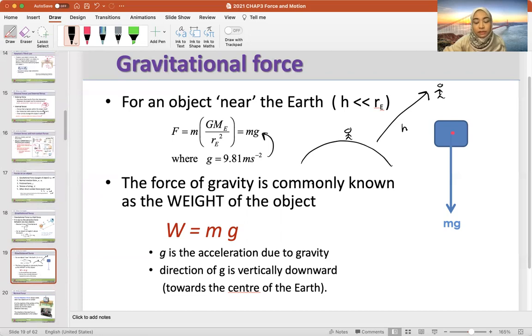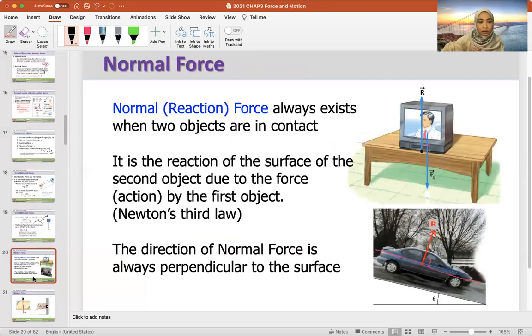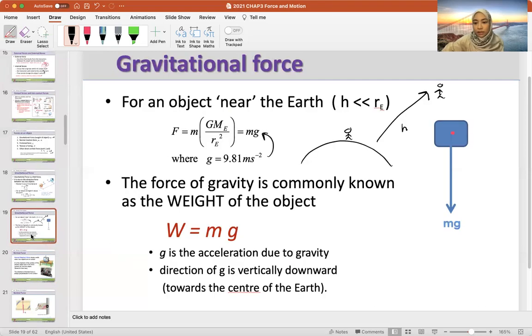Okay, so the force of gravity is commonly known as the weight of an object. W equals mg. You can label it W or you can label it as mg, both are fine. So when we are labeling an object with a mass, we go downwards. I think you know this by now. A downward arrow means the direction is going downwards.